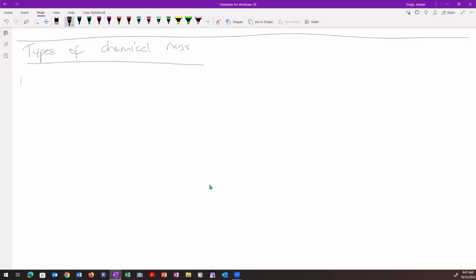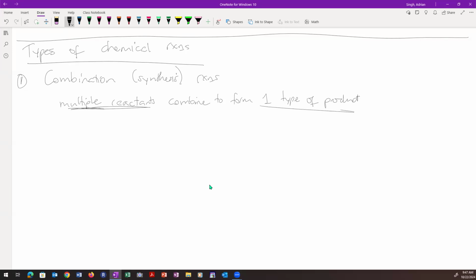So the first one we'll take a look at are reactions known as combination, or sometimes they're called synthesis reactions. And these are characterized by having multiple reactants that combine to form one type of product. Okay, and that's going to be the key thing here. Multiple stuff on the left side, making one type of thing on the right side.